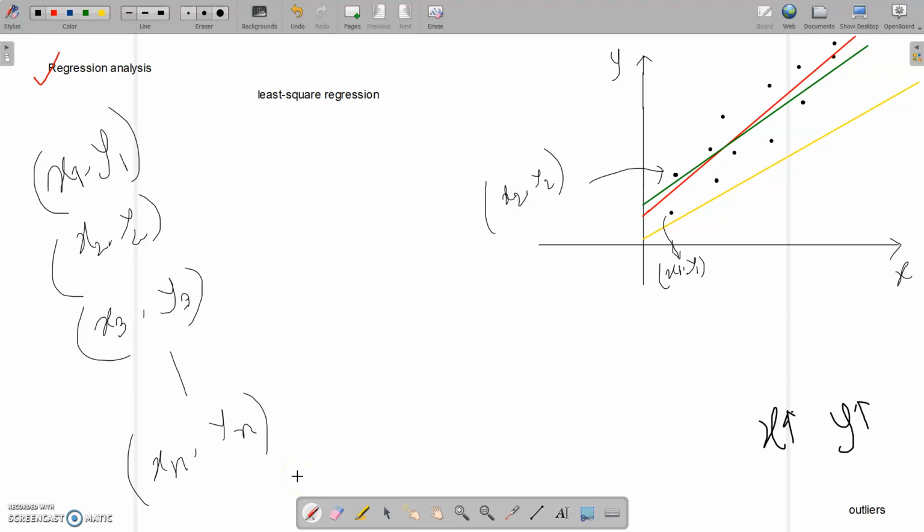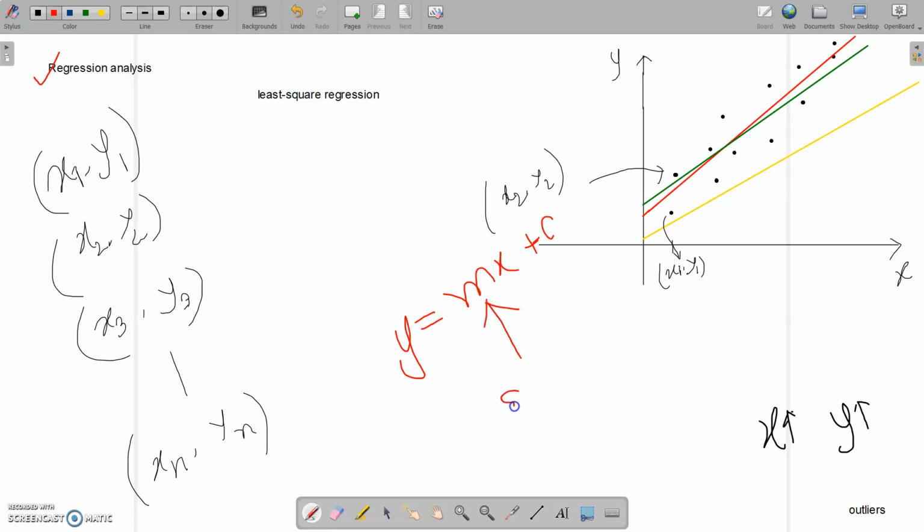Okay, so what we want to do is fit a straight line through this data. So what is the characteristic of a straight line? You know the equation, that is y equals mx plus c. This is the equation of a straight line. What is the m?